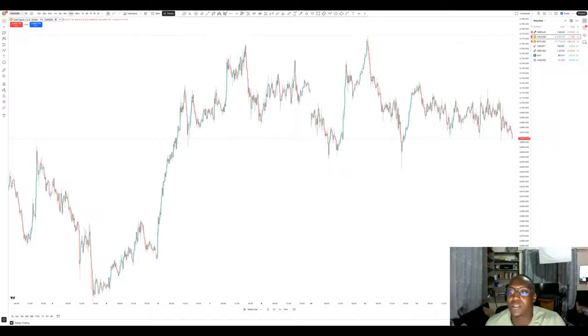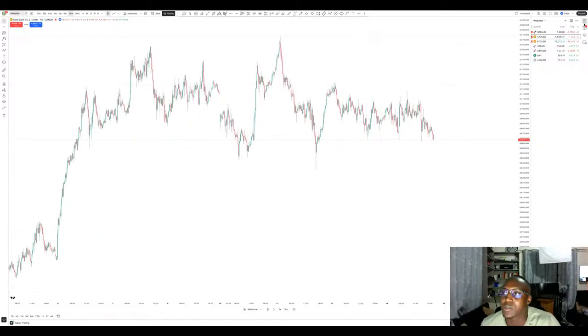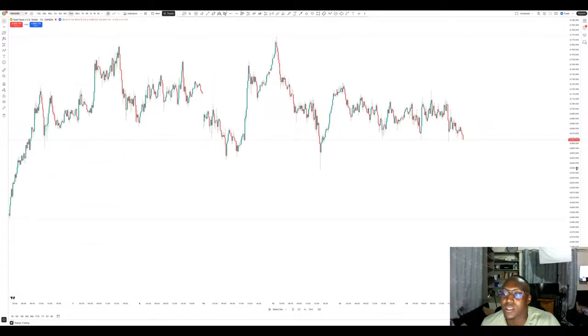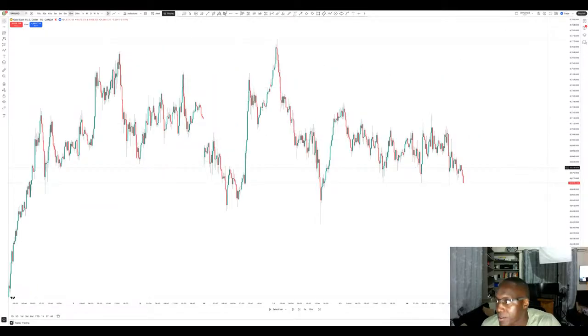We are going to look at how we trade using support and resistance following last week's performance, how the market performed last week, and hopefully from there you may be able to.